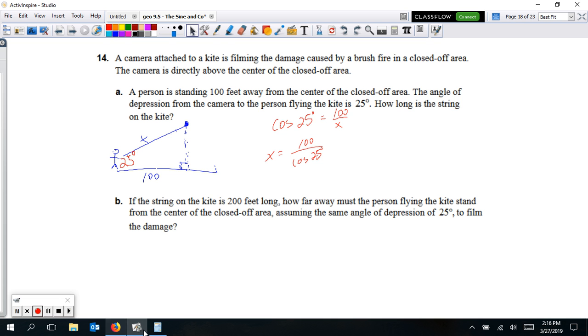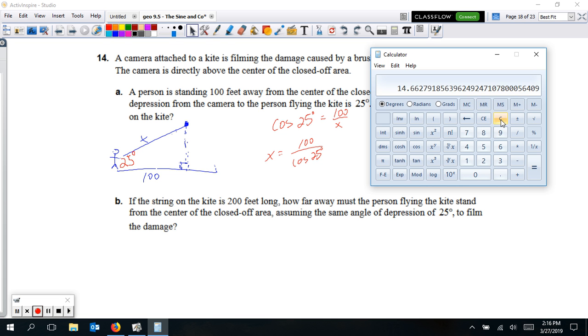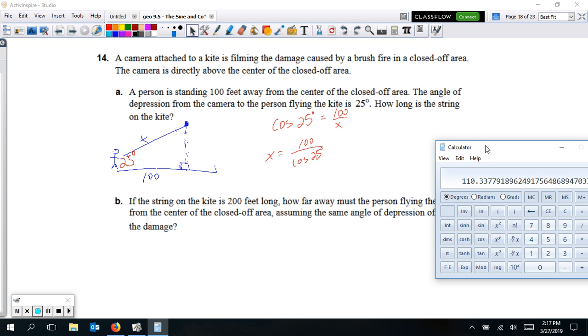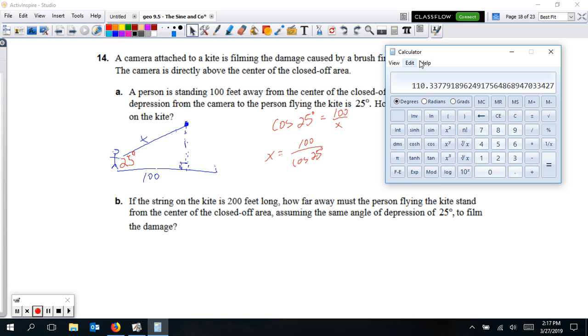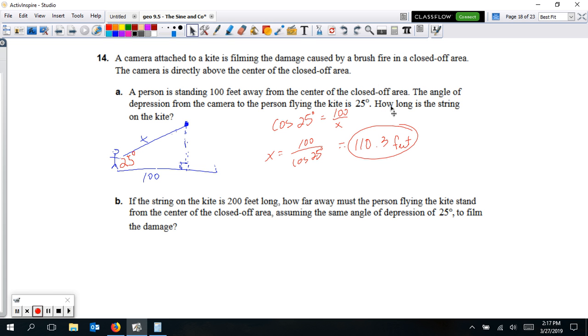We can go ahead and use our calculator for that. We could say 100 divided by, I've got to hit 25 and then cosine. So there's the cosine of 25. Now if I hit the equal sign, I'll get 100 divided by the cosine of 25, which is 110.3. I didn't see anything about decimals necessarily, but let's just use 1 decimal place like we did before. So 110.3 feet.